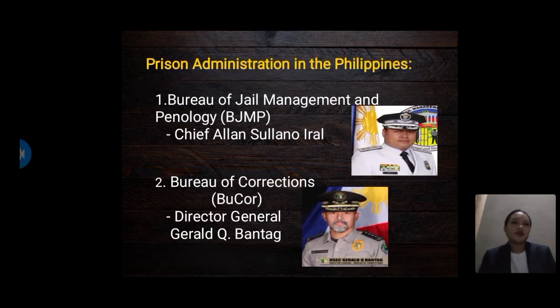Prison administration here in the Philippines is handled by the Bureau of Jail Management and Penology, or as we know it, BJMP, and the Bureau of Correction or BUCOR. The head of BJMP is Chief Alan Soliano Errol, our current head in BJMP. And our current head in BUCOR here in the Philippines is Director General Gerald Q. Bantag.